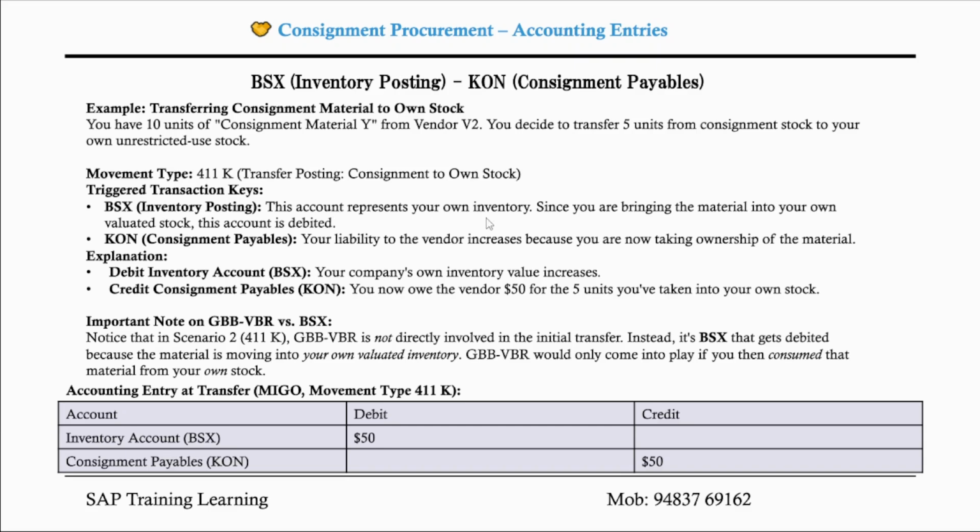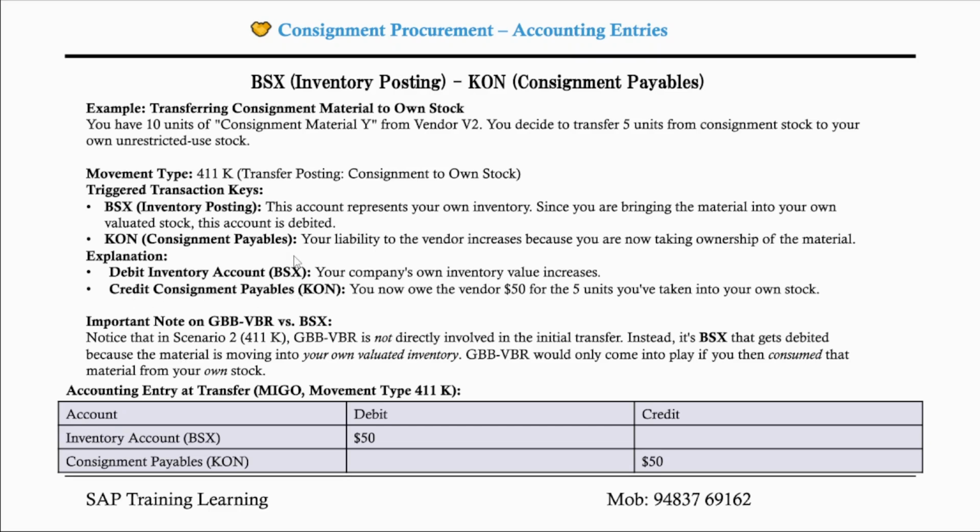This account represents your own inventory, BSX, right? Since you are bringing the material into your valuated stock, this account is debited. Debited means increased. From where it got increased? From consignment payables, KON. Your liability to the vendor increases because you are now taking the ownership of the material. So you have to pay for this. Your liability is increased to the vendor from KON. So which means debit inventory account BSX will be debited and consignment payable will be credited.